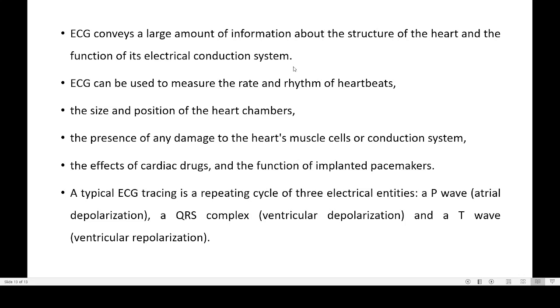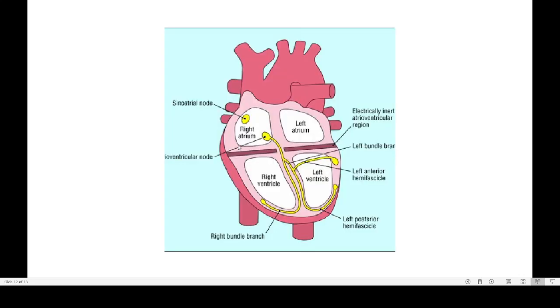Then the presence of any damage to muscle cell or conduction system. Here you can see that. Normally heart has two natural pacemakers. This is one pacemaker which we call sinoatrial node. This is another pacemaker. Normally, this is the most powerful pacemaker. It is like a battery. It is producing a small current.